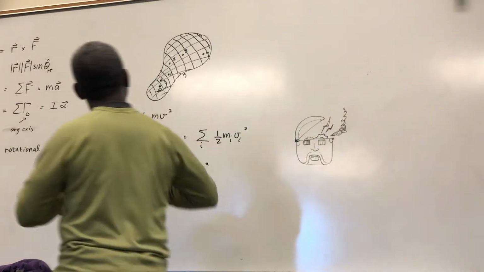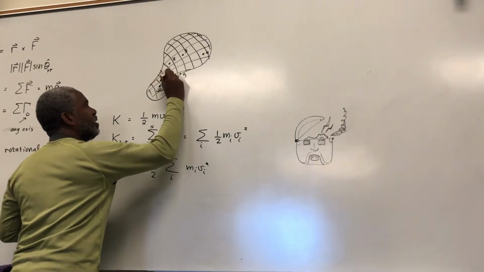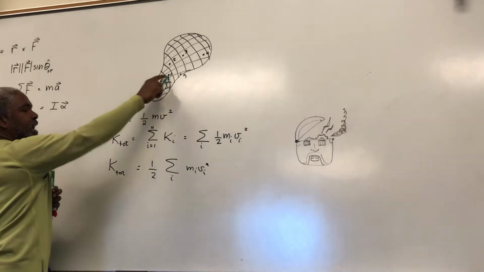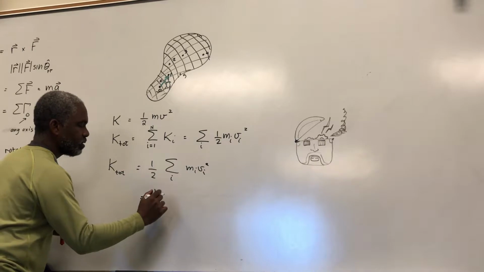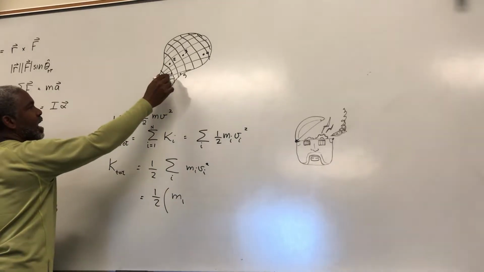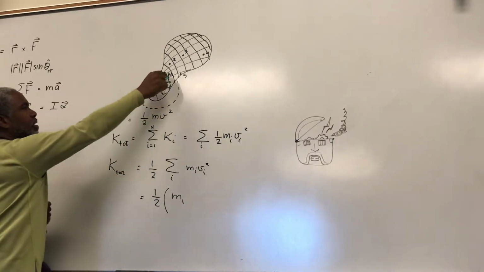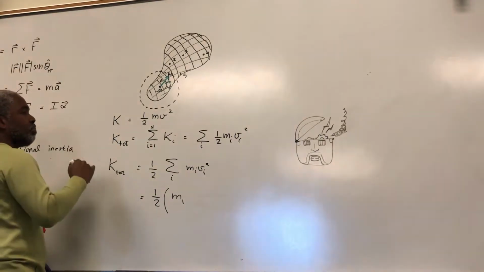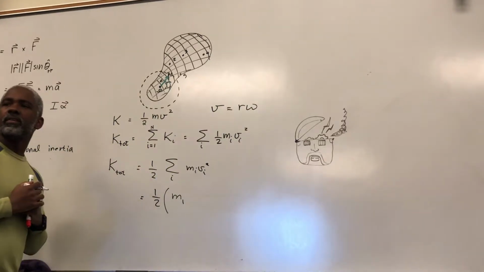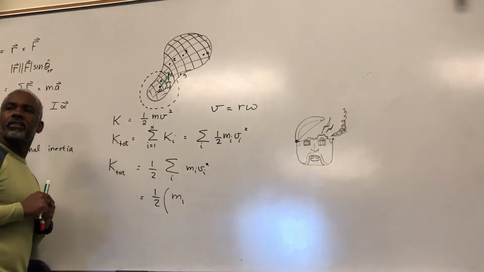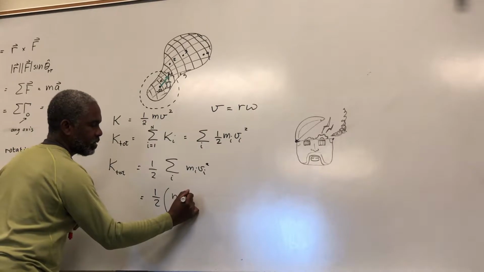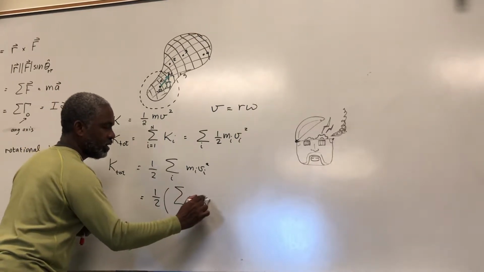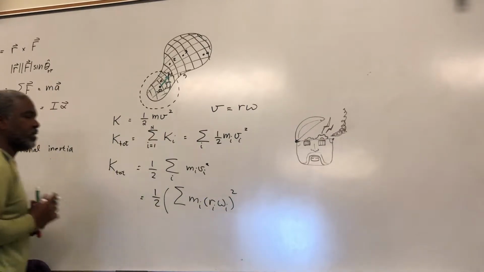So to do this, let's look at this first particle. This first particle is a distance r1 from the axis of rotation, and it has mass 1 unit of mass. So we will say mass 1. This first particle is rotating in a circle. And we know a relationship between speed and angular velocity, right? Speed is equal to the radius times the angular speed. So for this first particle, I'll just write it like m_i (r_i omega_i) quantity squared.